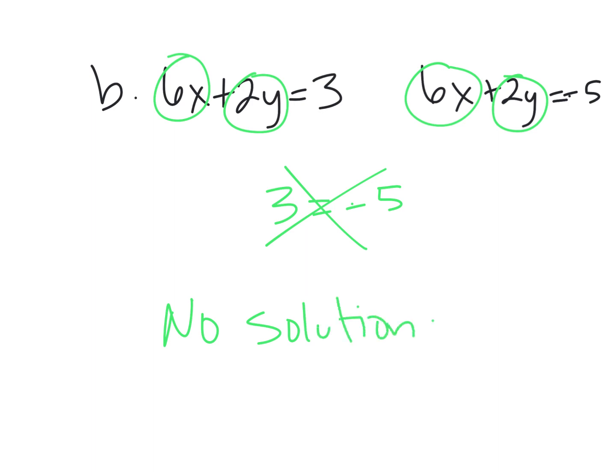So sometimes you're not even going to have to put them in slope-intercept form. Now, if I had put them in slope-intercept form, you would have found out that the slope was identical, which would have been negative 3, but the y-intercept would have been different. But since they have the same slope and different y-intercepts, there's no solution. They'll never cross. That means if I were to graph these two lines, they would be parallel lines. Good. All right.